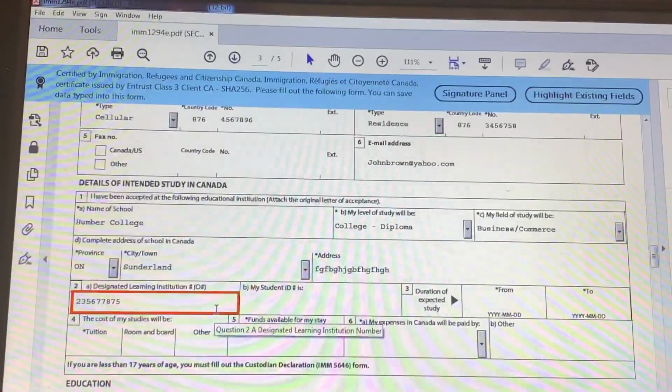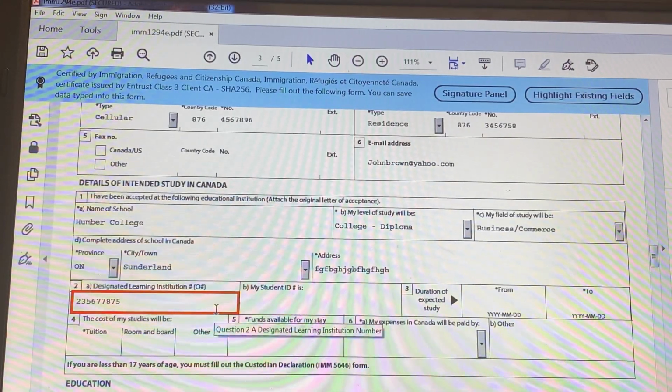It's telling me that my DLI is wrong, but yeah, that's because I just made up a number, so I'm just gonna ignore that red mark.